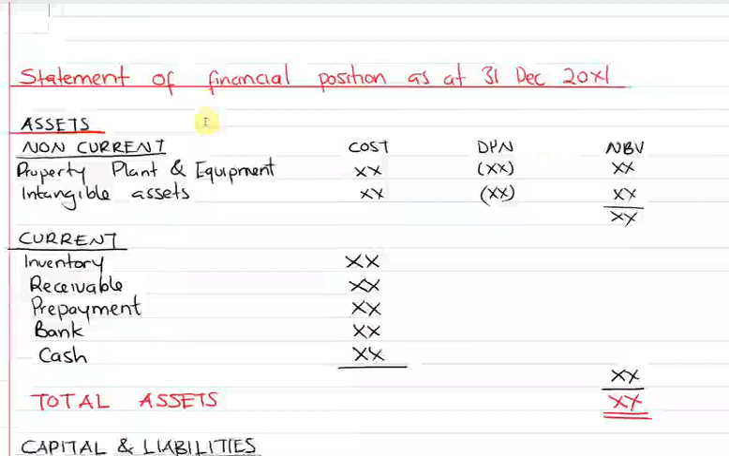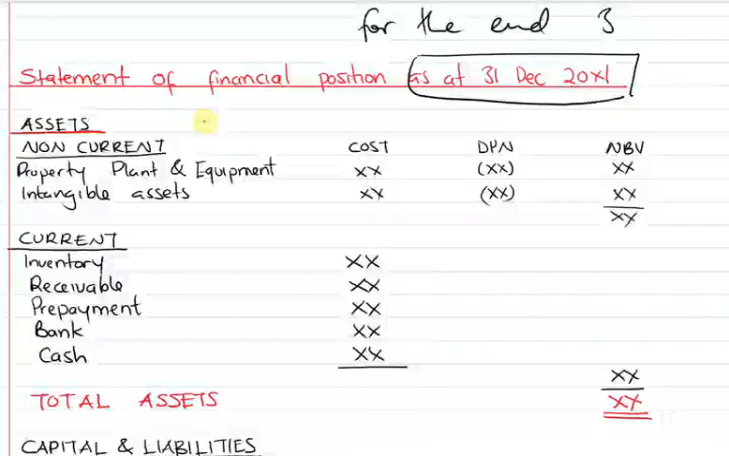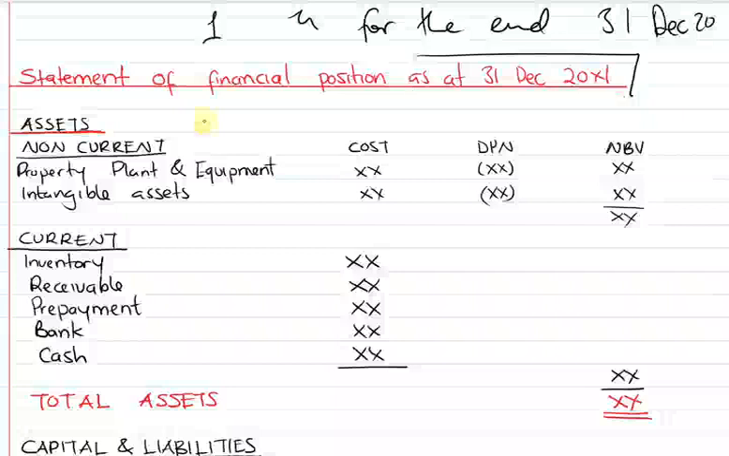The statement of financial position as at 31 December. It's different from that one. They say that for the year ended 31 December. That means they're saying that for the year that is ending 31 December, meaning from 1 January to 31 December, that's the year that we're talking about. But for this one, they're saying as at a particular date, as at 31 December.